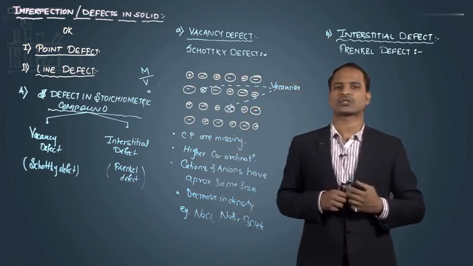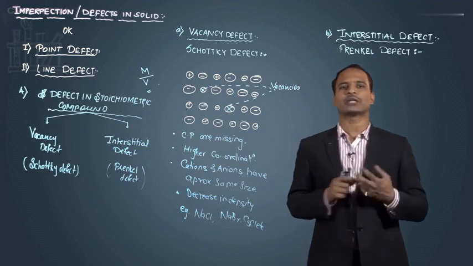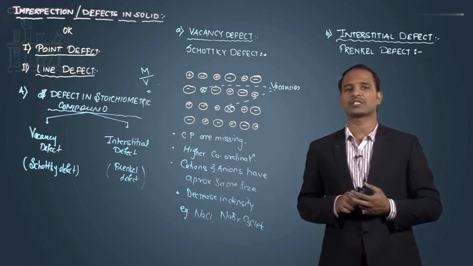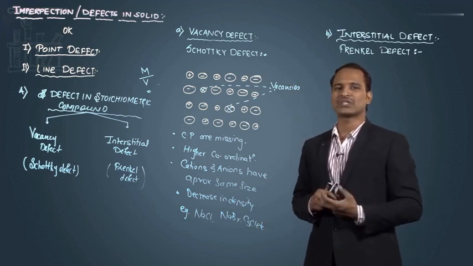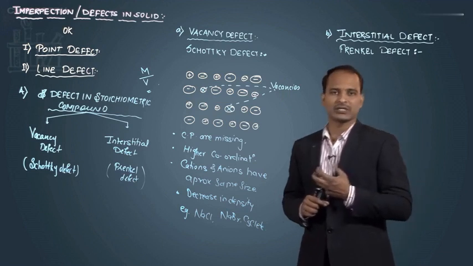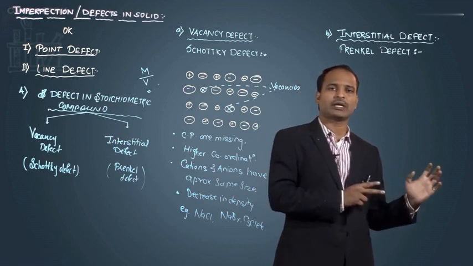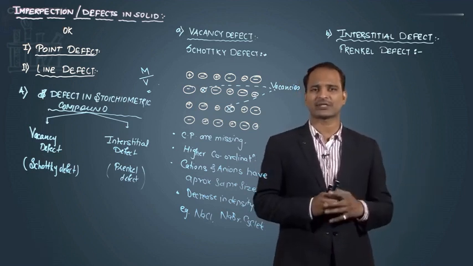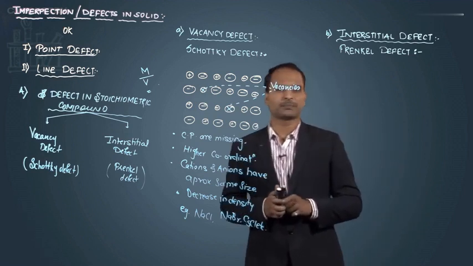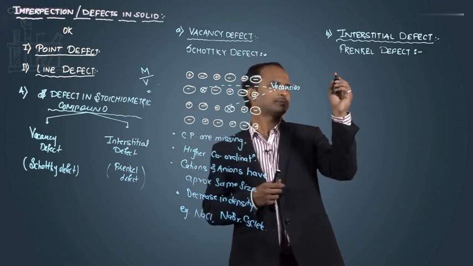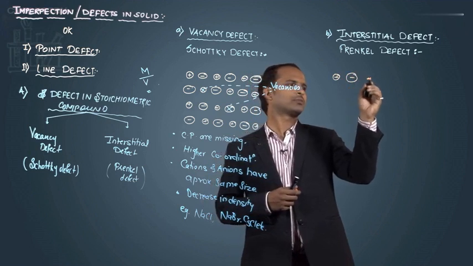It is a defect generally observed in those ionic solids where the cations are very much smaller than anions. Since the cations are very much smaller than anions, the cations migrate from their actual lattice point to the interstitial points, the interstitial spaces. Interstitial spaces means the spaces which are left between the particles. For example, suppose I have this ionic solid AgCl, where the cations are very small.